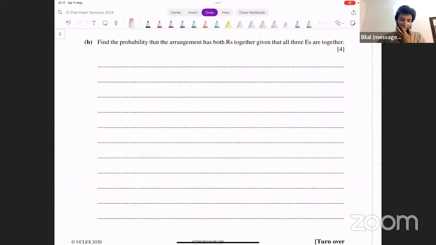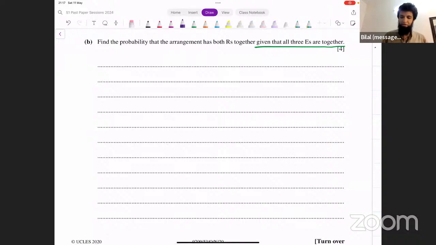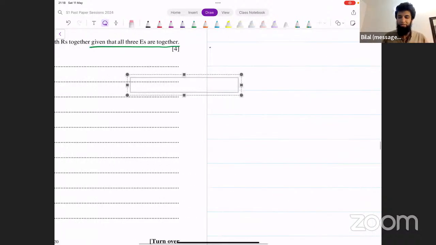Now it says find the probability that the arrangement has both R's together, given that all three E's are together. Now, this is conditional probability. When you're finding probability, what's given has to be the denominator. Let's find this case first of all, where three E's are all together. How do you find this case? Let's make this box as representation where the three E's are all together. That's the first case that I'm finding.